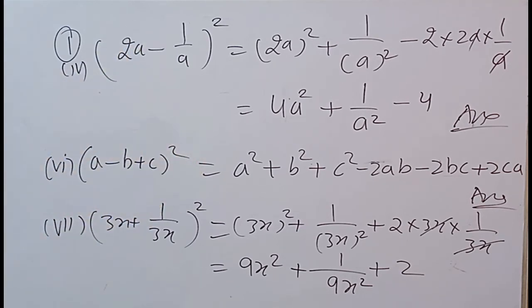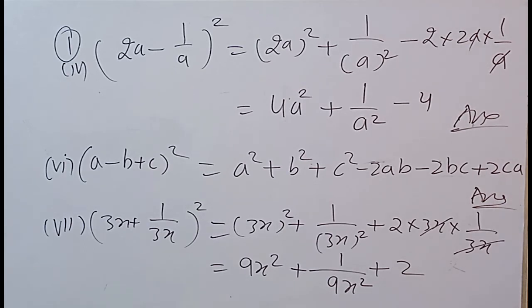And question number 1, seventh part I am going to take, that is given 3x plus 1 upon 3x. Children, use the formula a plus b whole square. What is the formula of a plus b whole square? The formula is a square plus b square plus 2ab, or we can write a square plus 2ab plus b square. Whichever you want first, we can write in that manner. So use that formula. Don't be confused in that.